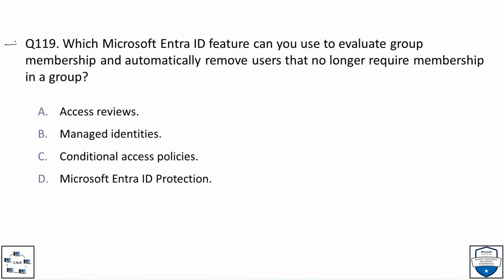Question number 119. Which Microsoft Entra ID feature can you use to evaluate group membership and automatically remove users that no longer require membership in a group? Option A, access reviews. Option B, managed identities. Option C, conditional access policies. And option D, Microsoft Entra ID Protection. And the correct option is option A, access reviews.